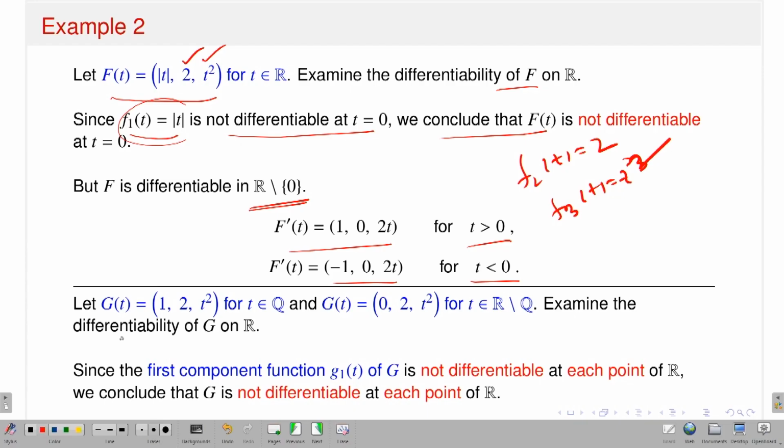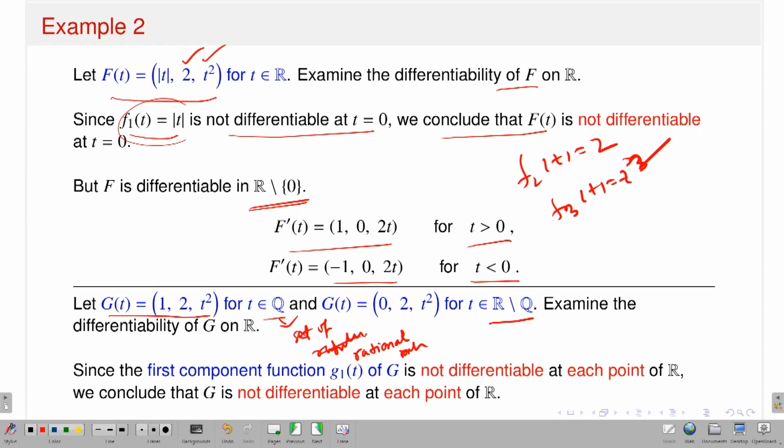Another example: take a function capital G which is (1, 2, t square) if t runs over the set of rationals, and (0, 2, t square) if t runs over the irrationals, that is R minus Q, where Q is the set of all rational points and R minus Q is the complement of the rationals. Then one can talk about the differentiability of this kind of function.